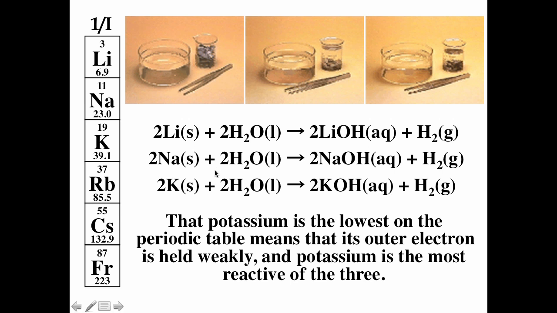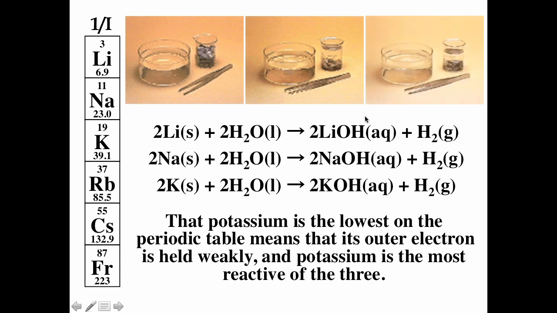Now it's kind of interesting. If we think about the alkali metals, they tend to want to react by losing electrons, and if we think about the periodic trends, the best at losing electrons should be francium. And so in general, francium is the most reactive alkali metal.